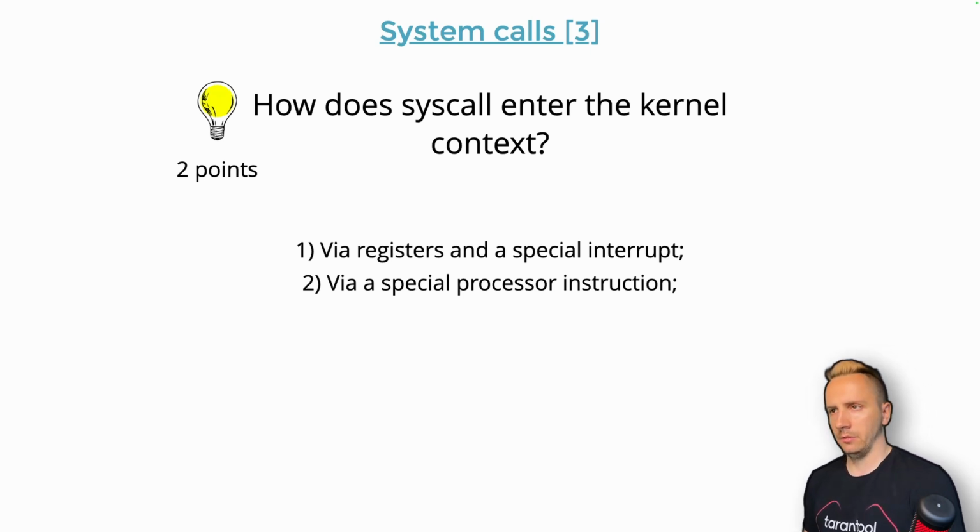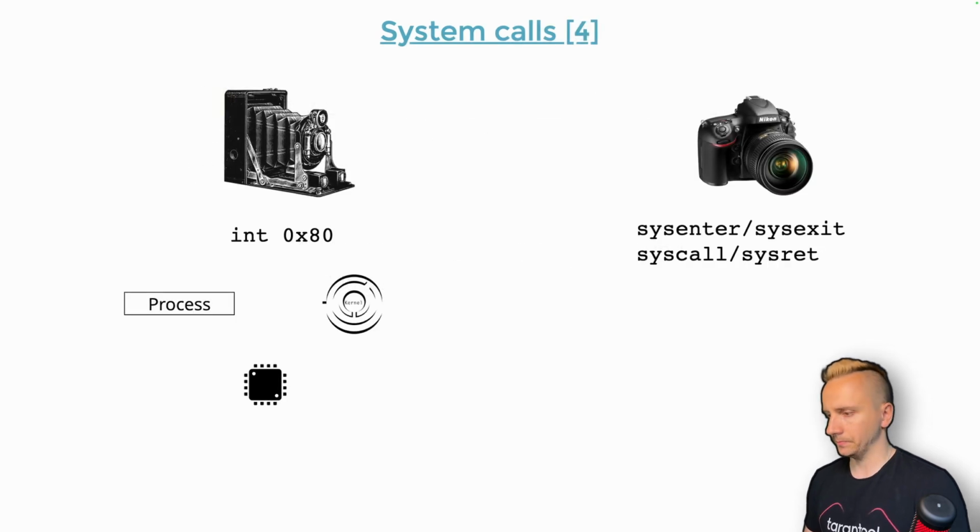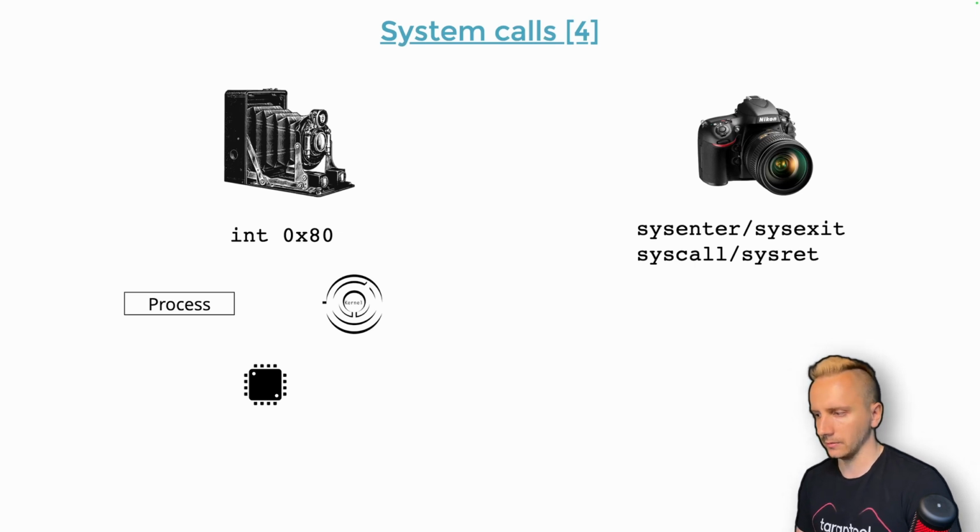Or maybe via a special processor instruction. This would also be the way. A special instruction available out of the box on the CPU, which you just call and you enter the kernel context. Would also be very convenient and even simpler and faster, right? Both of those ways actually exist. There are at least two ways. So, interrupts and special processor instruction.